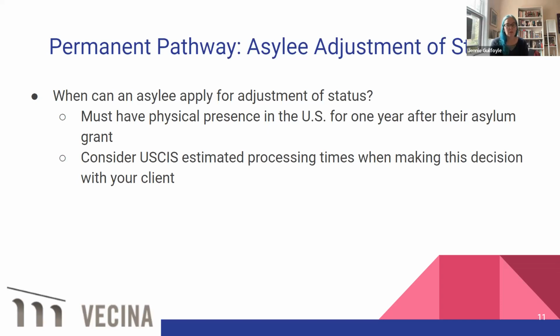I would strongly encourage clients to apply for permanent residence and then eventually for US citizenship. Again, the only way to guarantee that immigration can never remove you from the US is to become a US citizen. That is by far the most permanent way to stay in the United States, but it is a pathway that is open to anyone granted asylum.